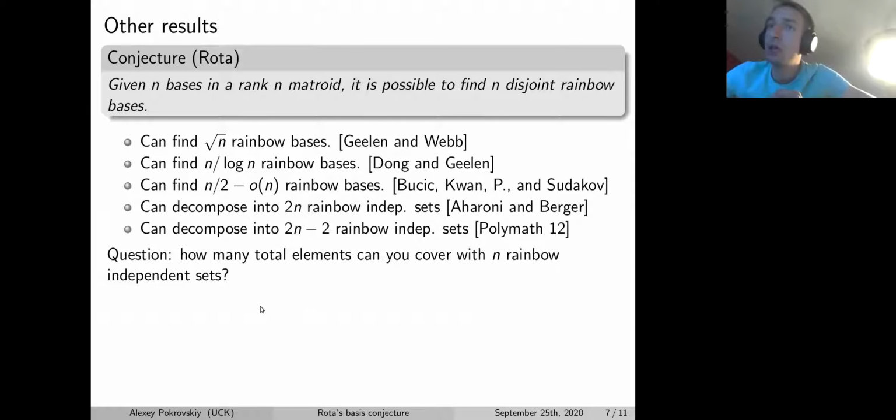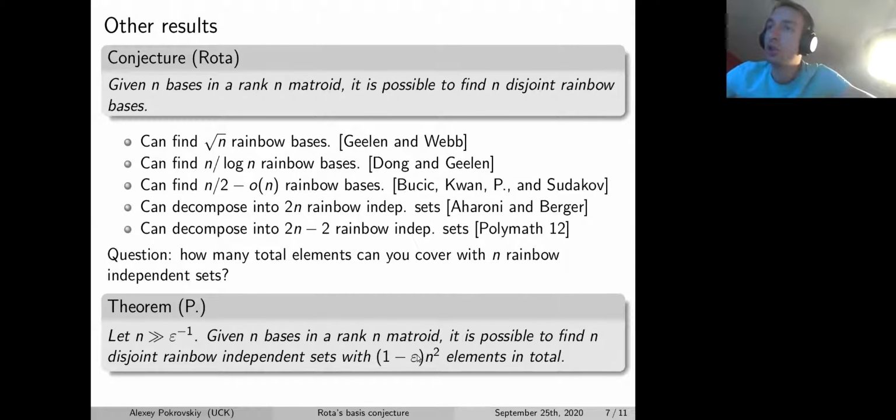And what I'll be talking about today is the following theorem, which shows that you can cover almost the whole matroid using n independent sets. So you can cover (1 minus epsilon) times n squared elements. So this gives an asymptotic version of the conjecture. It shows that something very close to the conjecture is true. And going forward, there'll be a lot of interesting results, I think, in particular to prove stronger asymptotic versions along the lines of these previous lines of research, which would be stronger than this. So if you could find (1 minus epsilon) times n disjoint rainbow bases, that would be better. And if you could cover the whole matroid by (1 plus epsilon) n independent sets.